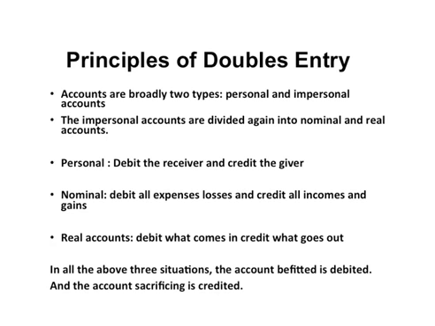Now, when we look at the third one, the real account: debit what comes in and credit what goes out. In all the above three situations, the account benefited is debited and the account sacrificing is credited. Now please do remember, every time that an account is receiving benefit, it has to be debited, and every time an account is giving the benefit or sacrificing, it has to be credited. This is the rule of double entry system.